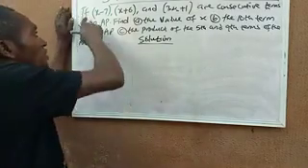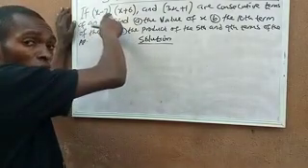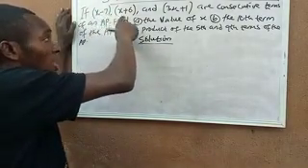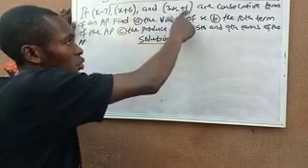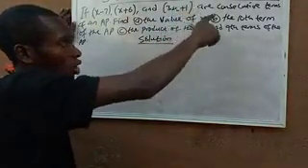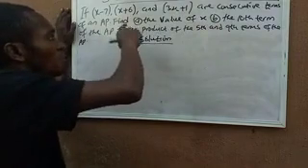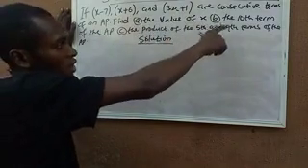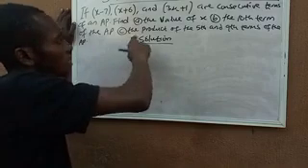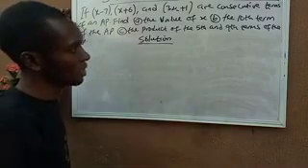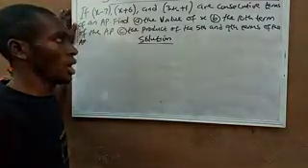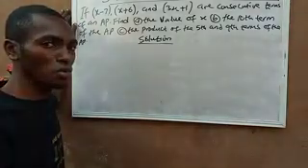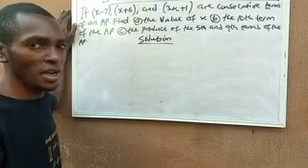If (x minus 7), (x plus 6), and (3x plus 1) are consecutive terms of an AP, find A, the value of x, B, the 10th term of the AP, and C, the product of the 5th and 9th terms of the AP. Now, to solve this problem, we must understand how to look for the common difference of an AP.